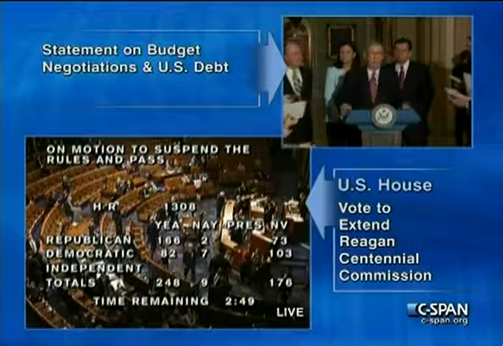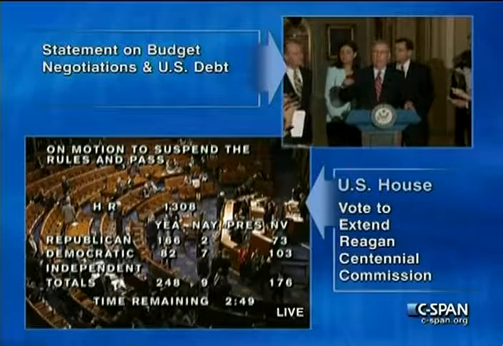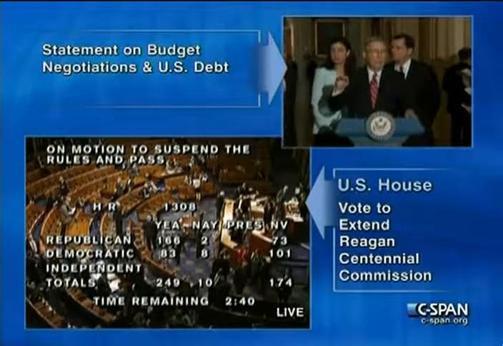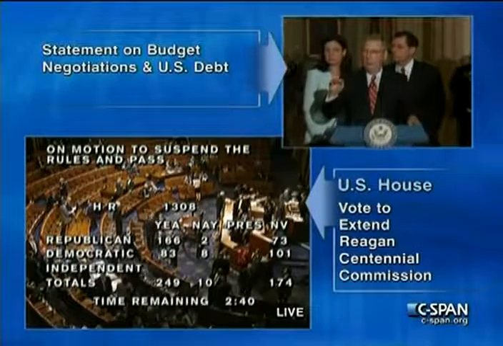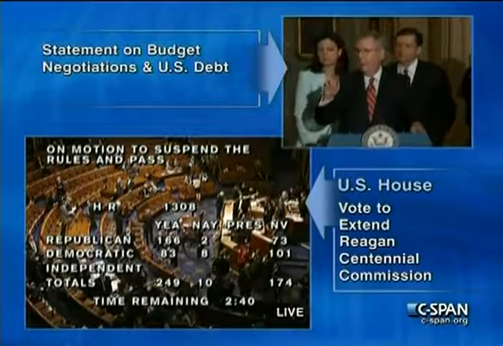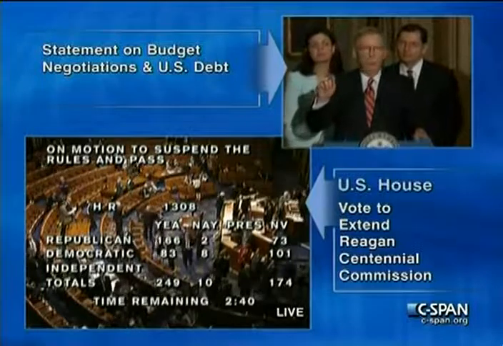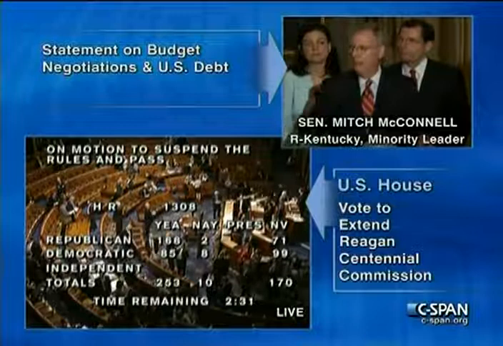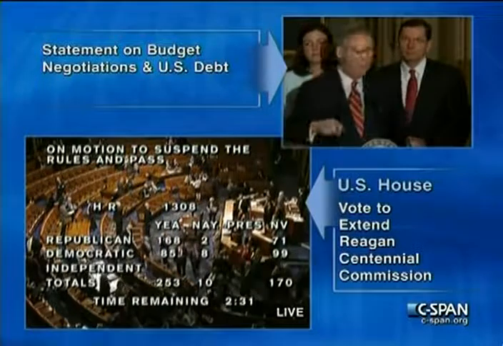Well, we all know we have this problem not because we tax too little, but because we spend too much. There's no way to tax our way out of this problem. From my point of view, taxes are not on the table because we don't have a revenue problem. We have a spending problem. Thanks, everyone.